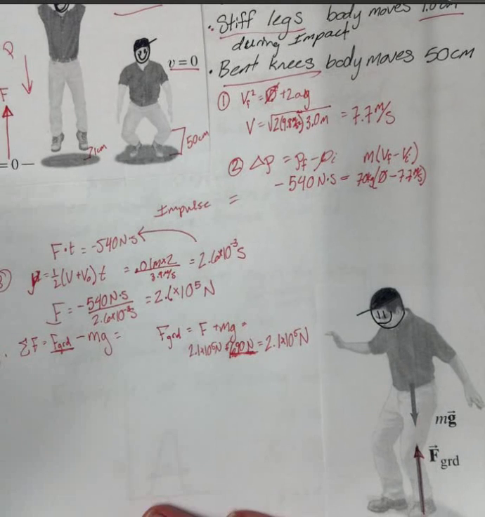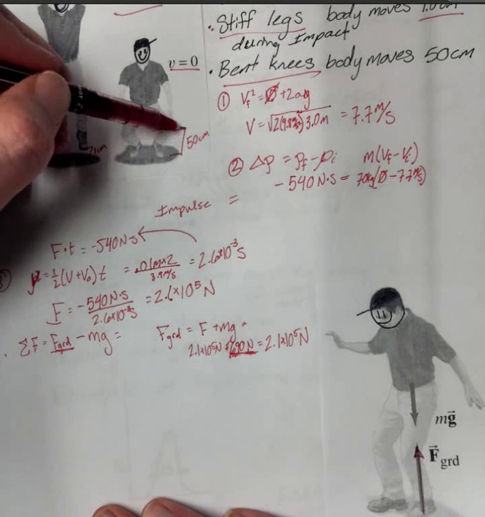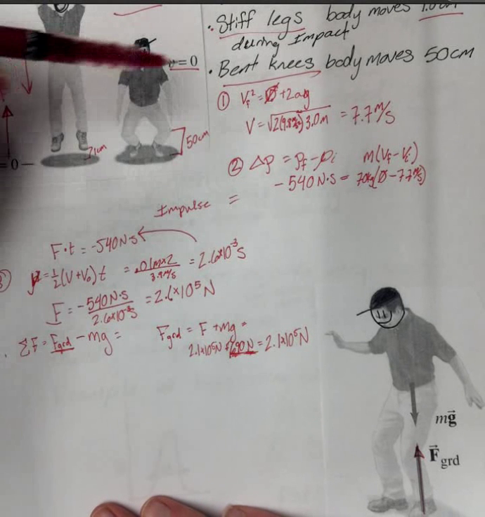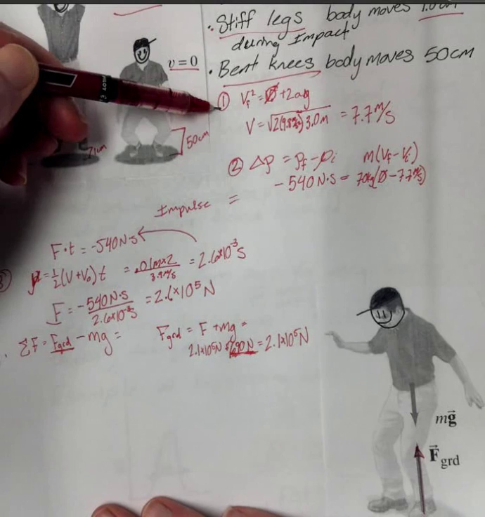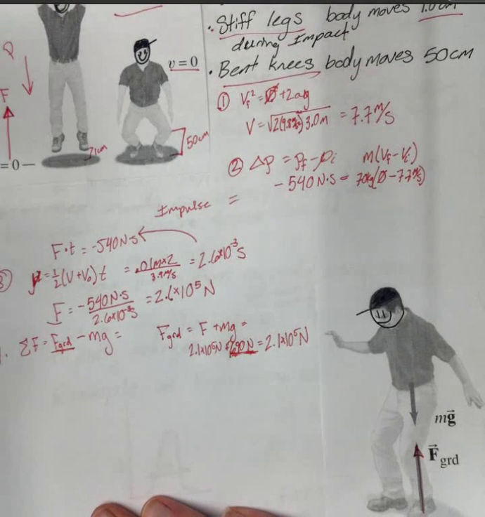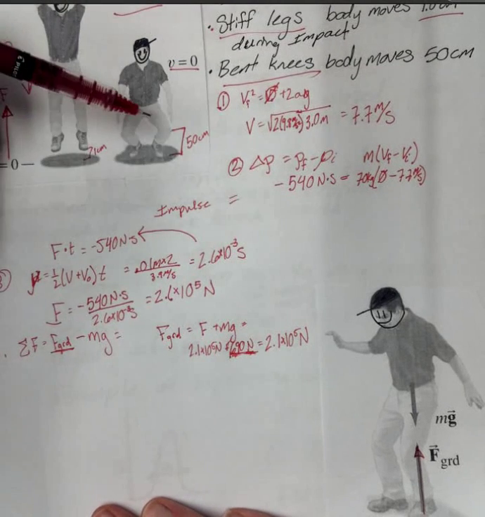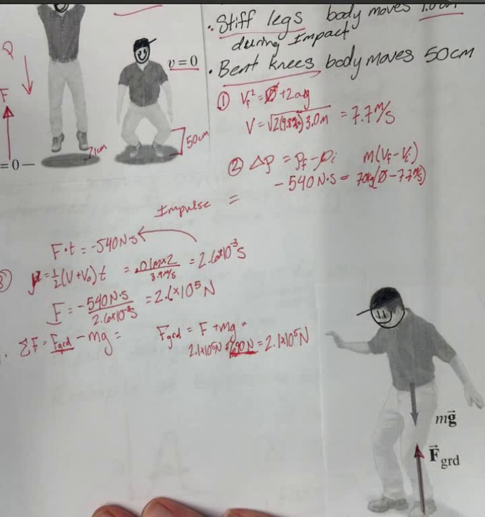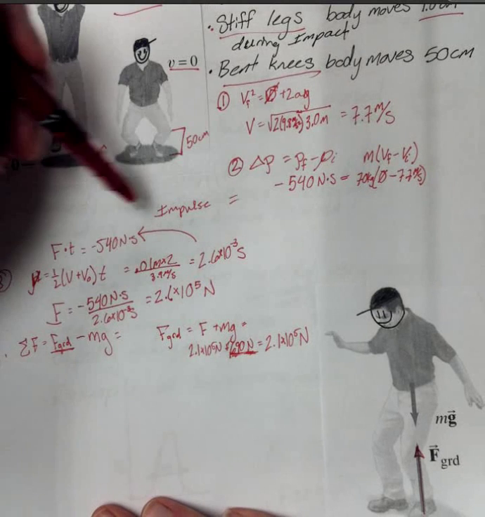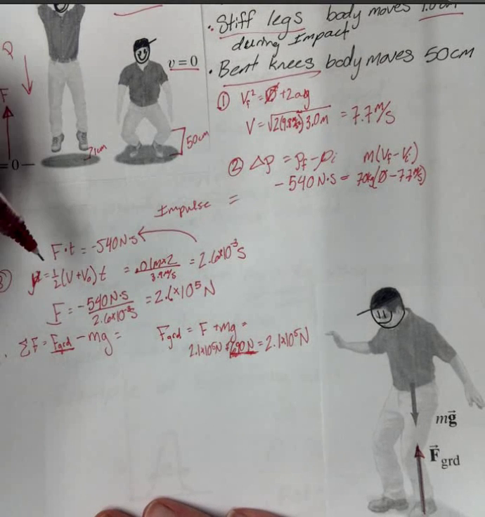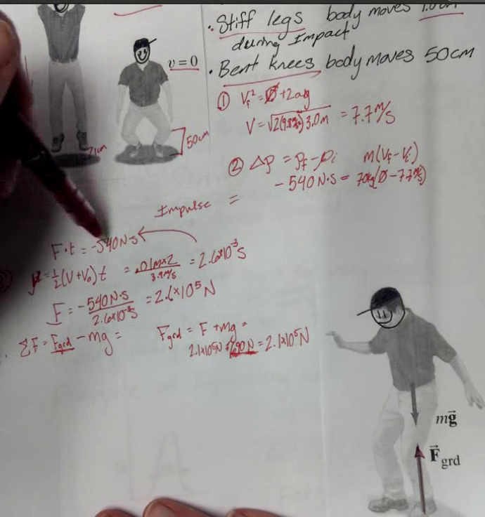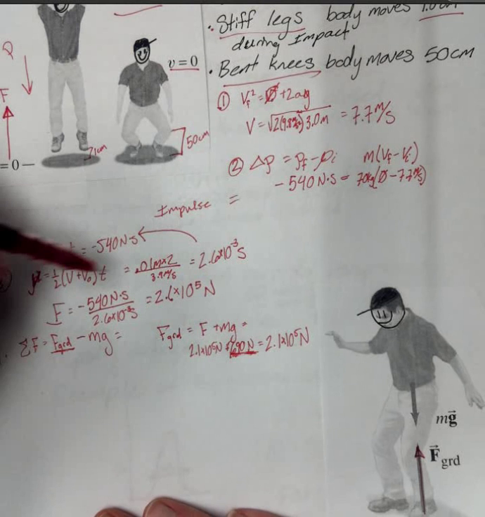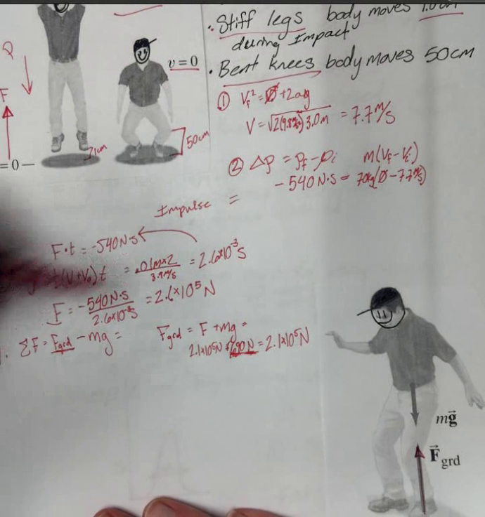Now we can go back and look at the force that Benny experienced when he landed with bent knees. And the nice thing here is that a lot hasn't changed. The velocity that he had upon impact is still 7.7 meters per second. He still comes to a complete stop. So his change in momentum is still 540 newton seconds in the downward direction, and that's still his impulse. His impulse is not changed. What has changed is the time interval, because instead of falling for just 1 centimeter, he fell for 50 centimeters.